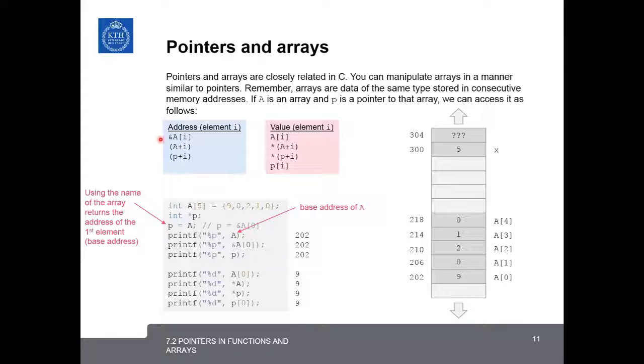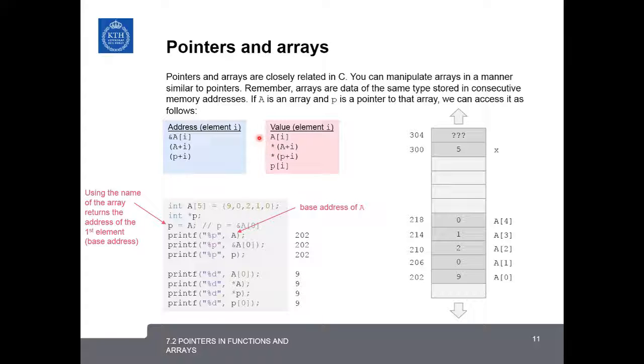So for example, the standard way that you would look for the address of element I in the array is to put ampersand to get the address, and then A, and then square brace for element I. Alternatively, you can also use the following methods where you use parentheses and you say A, which gives you the base address of the array, plus I, or P plus I. These will all give you the address of element I.